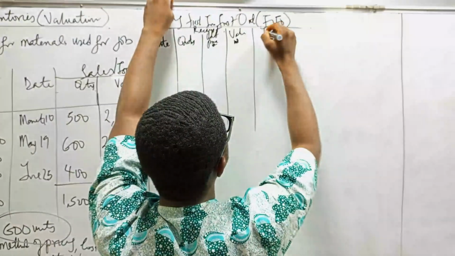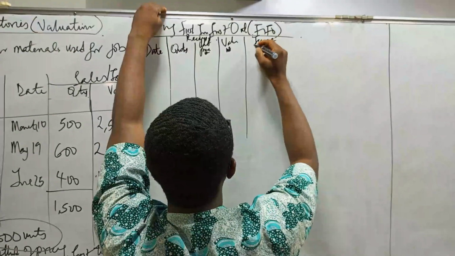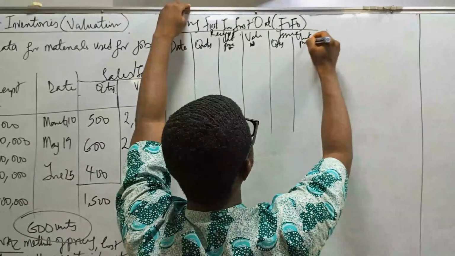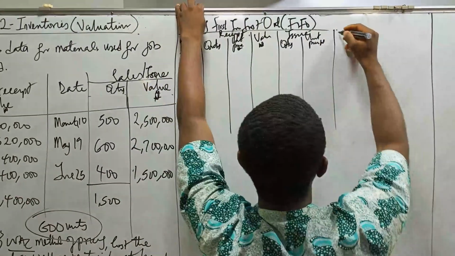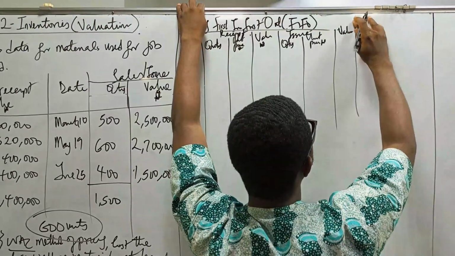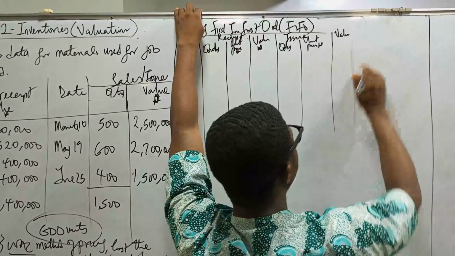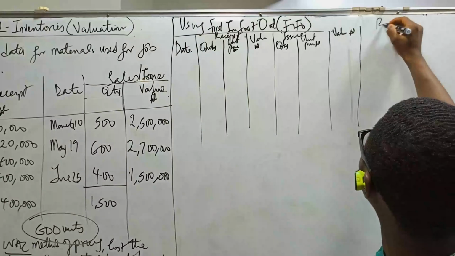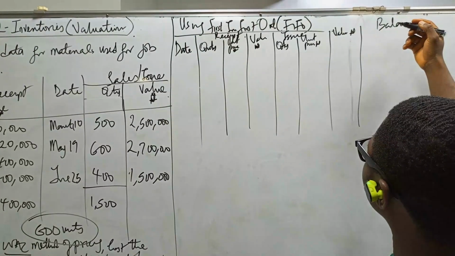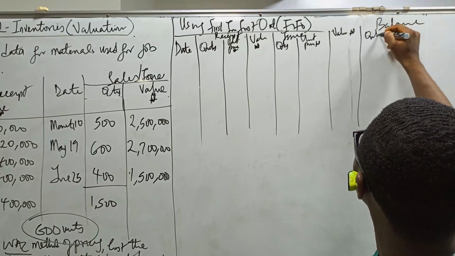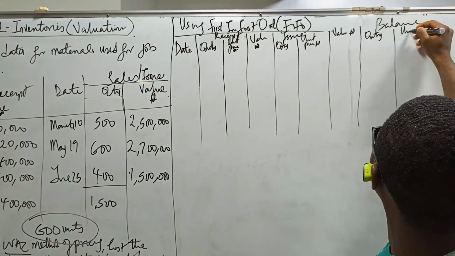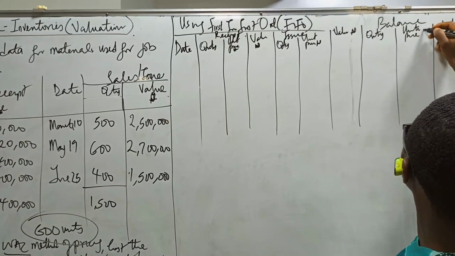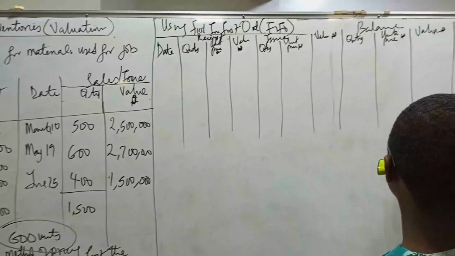We also have our issue. For our issue, we have the same approach: our quantity, our unit price in naira, and our value also in naira. The value here is the multiplication of our quantity with the unit price. Under our balance, we have the same: the quantity per balance, our unit price, and our value. Recall, as mentioned, the currency we are using here is naira.